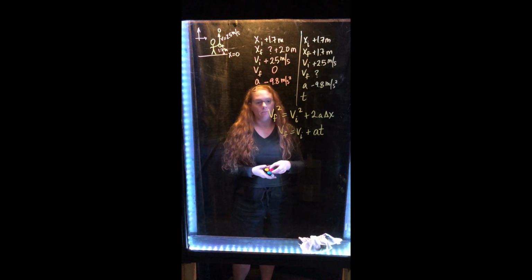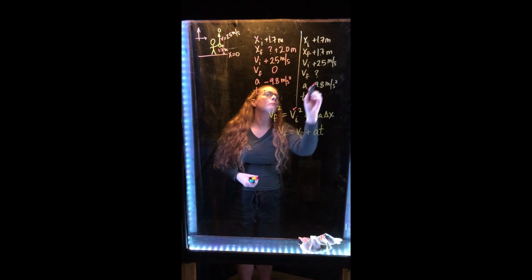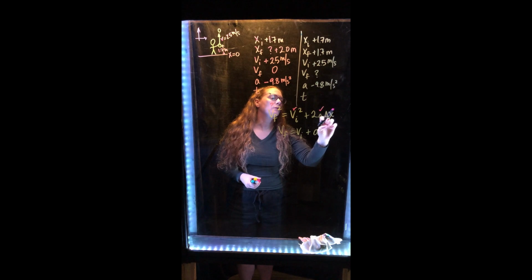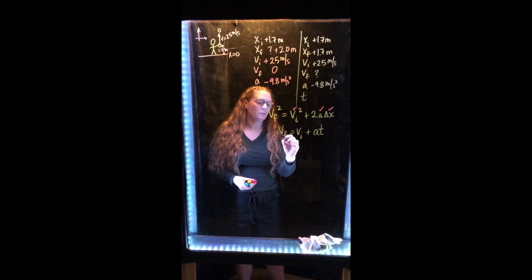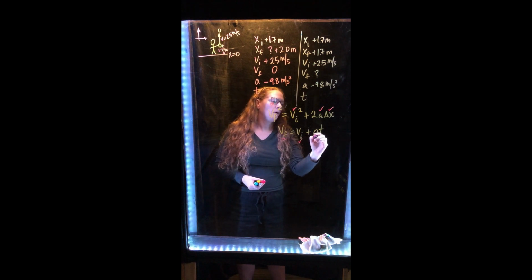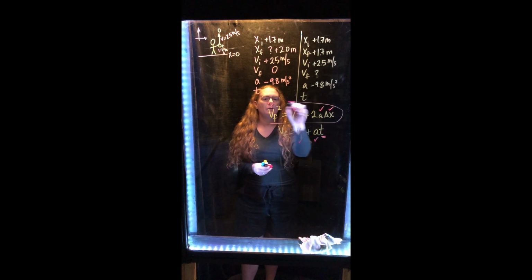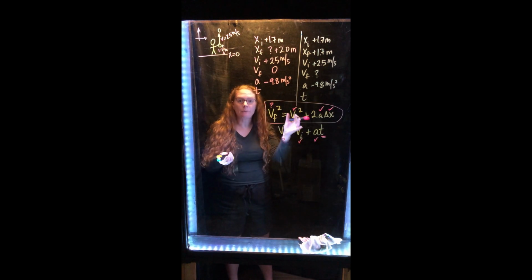Let's just go through and say, do we have everything? Well, we're looking for this. The initial we have, acceleration we know. Do we know both pieces of delta X, final and initial? Yep. How about this one? V final is what we're looking for. We know V initial, we know A, we don't know T. So that means this is the one we're going to use. Okay, so we have a plan.